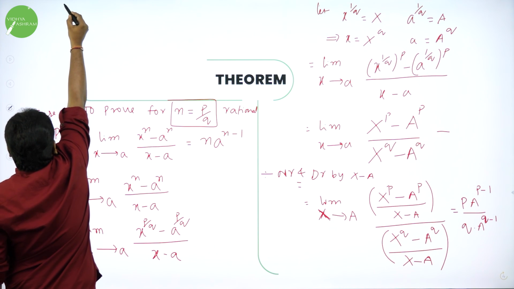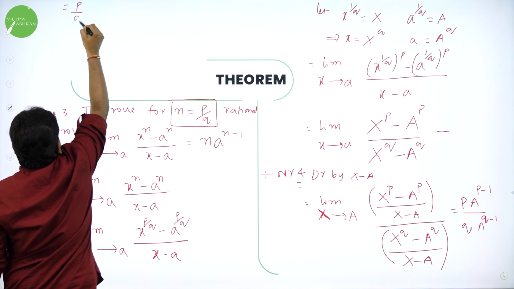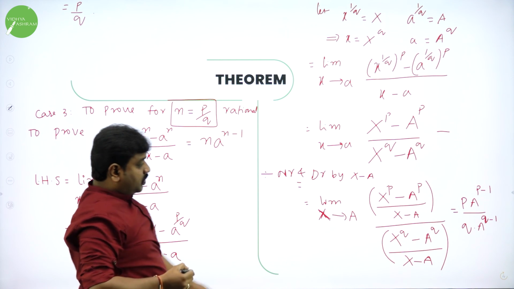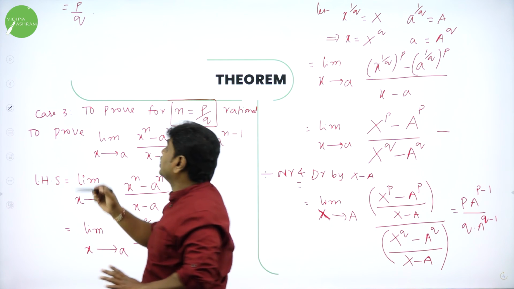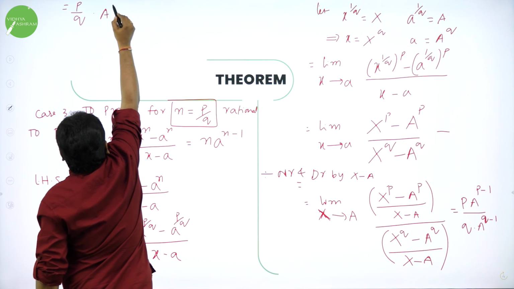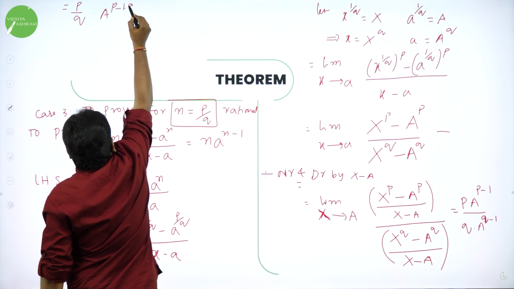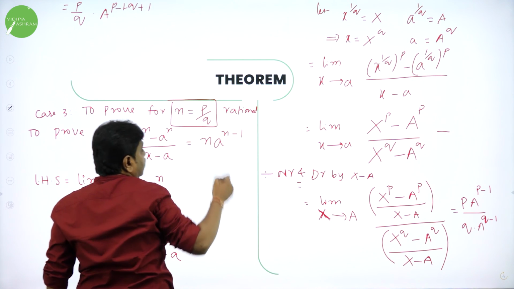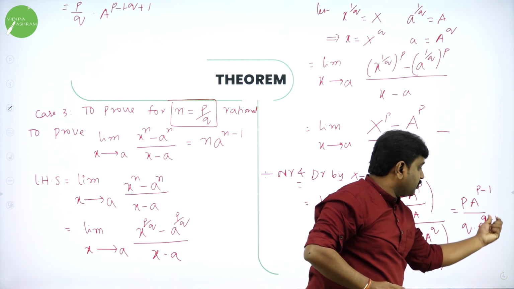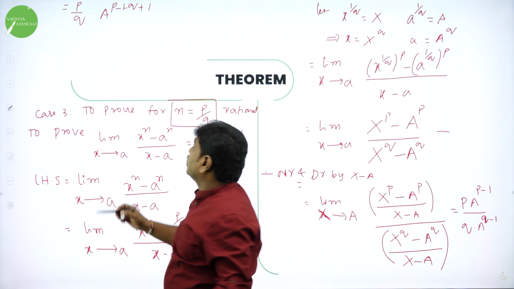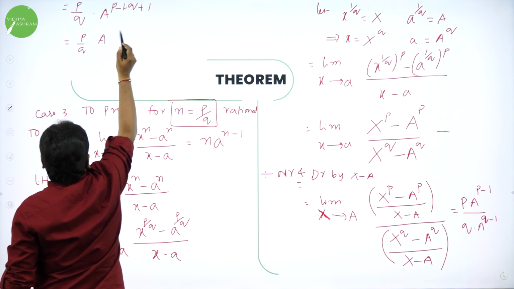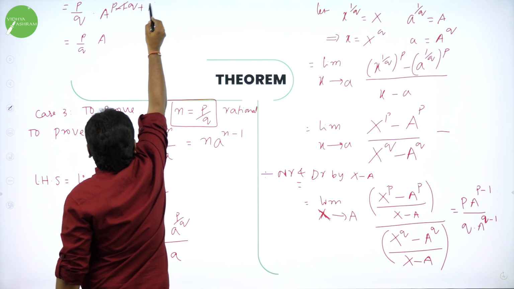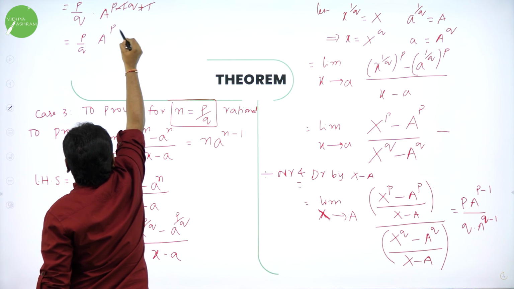Now further I will continue here. I will write it as p by q into, by the law of indices, what is a^m by a^n? a^m by a^n is a^(m minus n). So I will write A^((p minus 1) minus (q minus 1)). If you take this up, it will become minus q plus 1. Now p by q, A to the power, can I cancel minus 1 plus 1? I am left with p minus q.